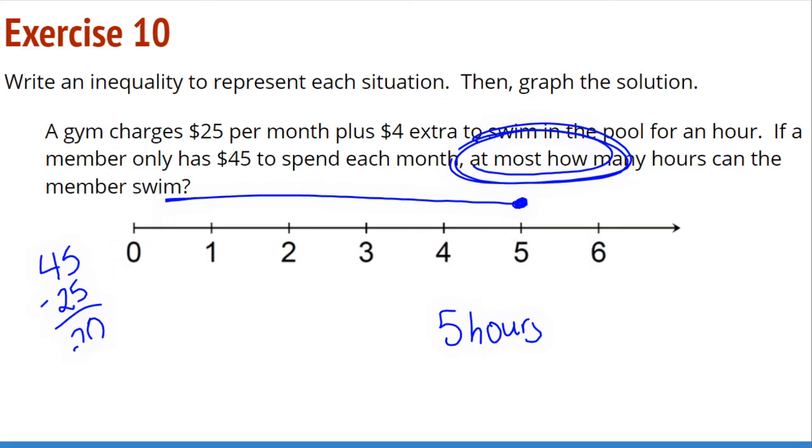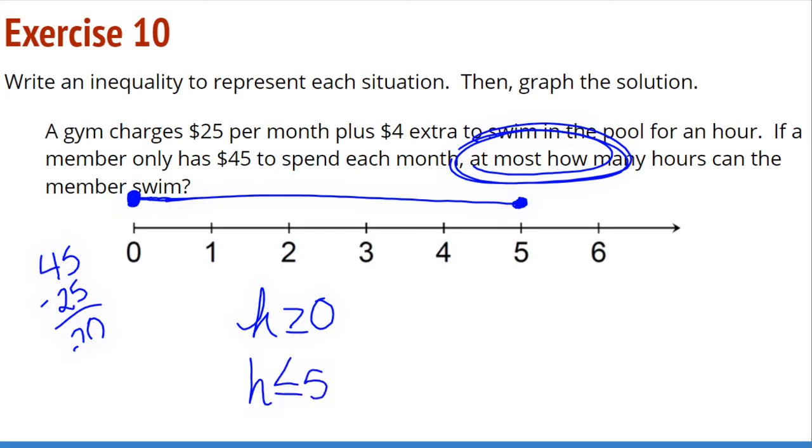Now, this one has a range. Can you swim less than 0 hours? Well, no, you can't. So 0 is the very least hours the person can swim, and 5 is the most. So it's important we express this as a range. The hours of swimming will be greater than or equal to 0, but they're also less than or equal to 5.